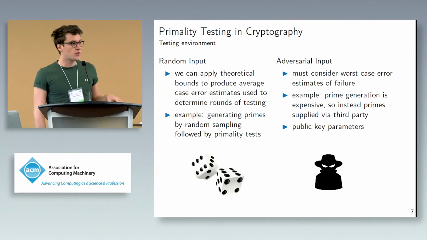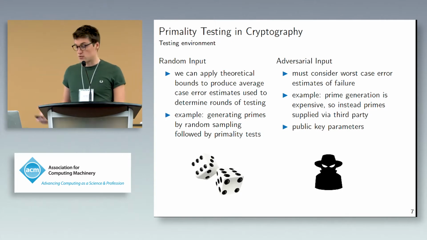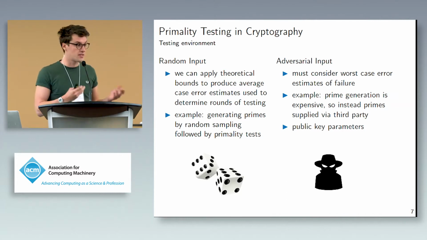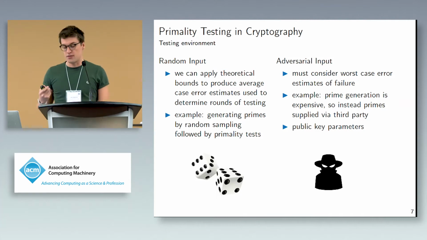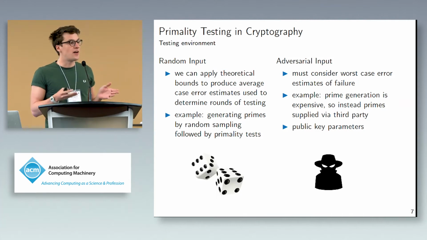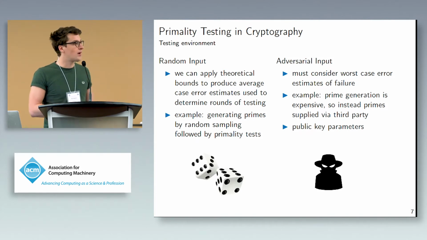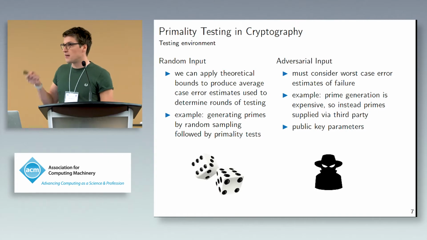Okay, so within cryptography, the environment in which we're testing is very important and will be a theme throughout this talk. There are two main types of environment, and the first is, are we testing on a random input? So is this number that we're testing random? If it is, then we can apply theoretical bounds to produce average case error estimates. So these say we take the bit size of a number and we know how many rounds of testing we need to perform, and we'll have some sort of probability or an error estimate.